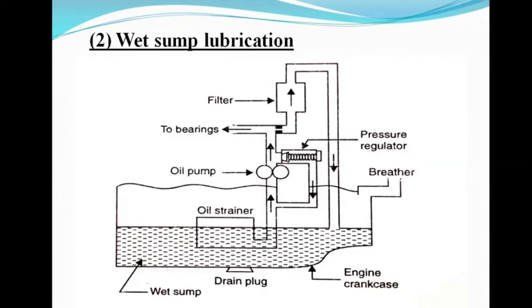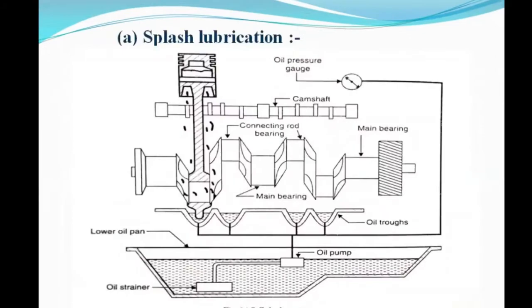Now in that, three types will be there: splash lubrication system, semi pressure, and full pressure lubrication system. First we understand the splash lubrication system. Here we first see the construction. This is the sump, this is the strainer and oil pump, then oil is supplied to different parts. This one is our crankshaft, and here the connecting rod will be joined. This is the connecting rod. This is the main bearing. Four cylinders will be there.